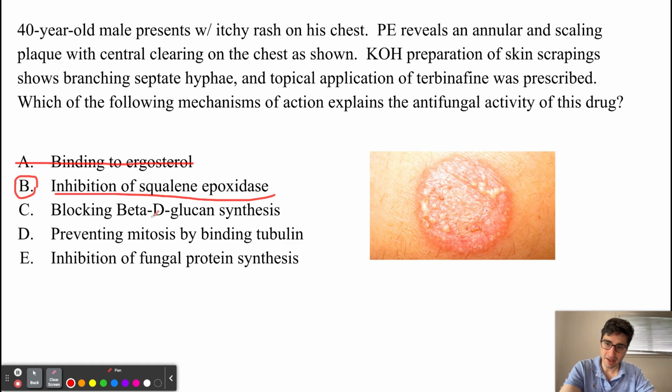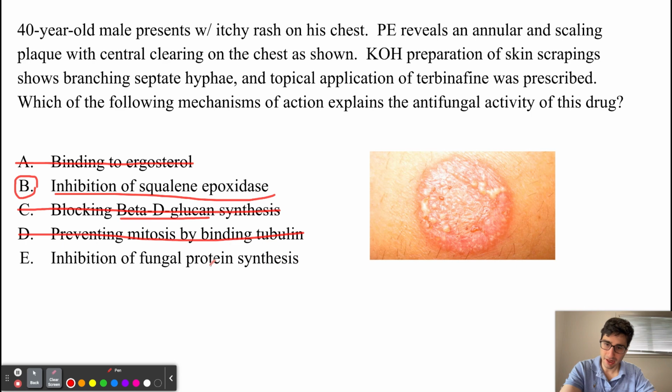Answer choice C, blocking beta-D-glucan synthesis. Beta-D-glucan is an important cell wall component in fungi, and the drug class that does that is the echinocandins. So they work by blocking beta-D-glucan synthesis. Answer choice D, preventing mitosis by binding tubulin. This is the mechanism of action for griseofulvin. Griseofulvin binds to the microtubules, and by doing that, it inhibits the progression of mitosis.